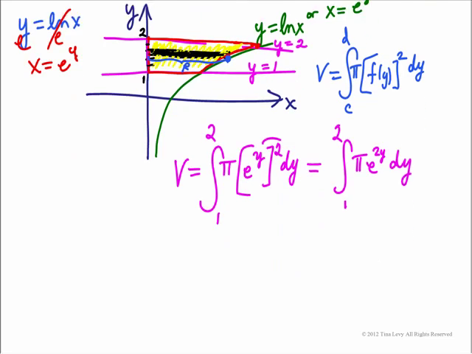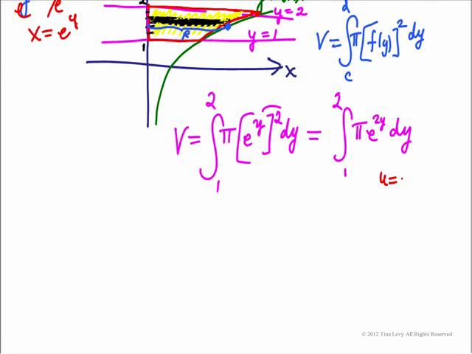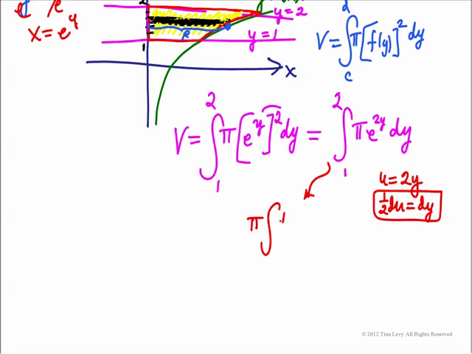To work this, I'll do a u substitution. u is 2y, and 1/2 du is dy. So this becomes pi times 1/2 e to the u du, which is pi over 2 e to the u. Now I can replace u, and this becomes pi over 2 e to the 2y, from 1 to 2.